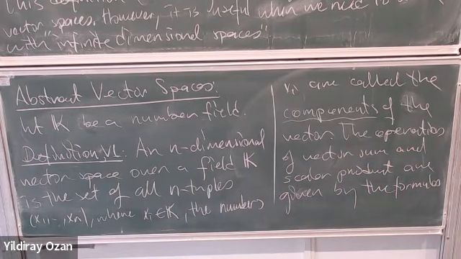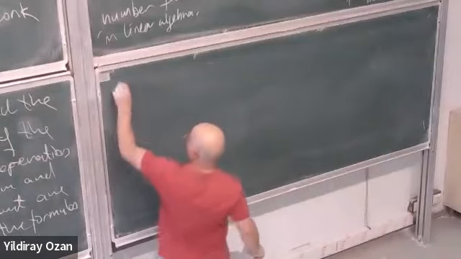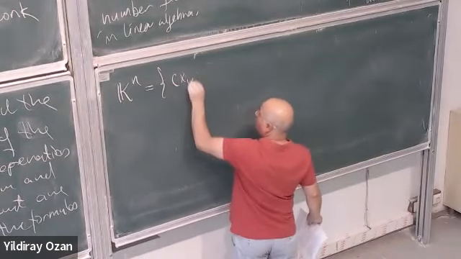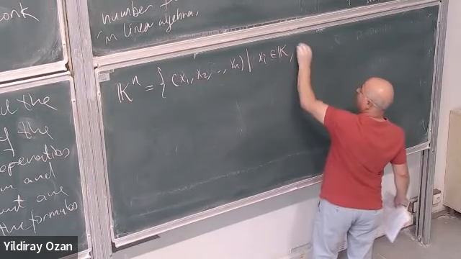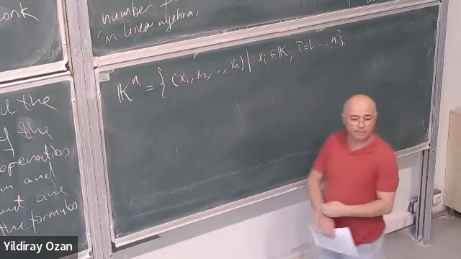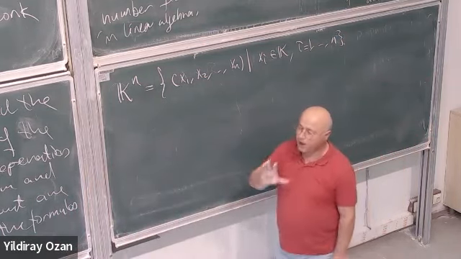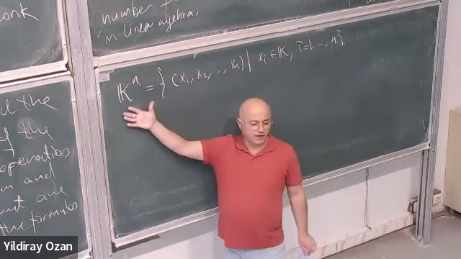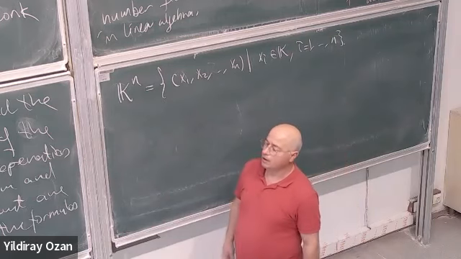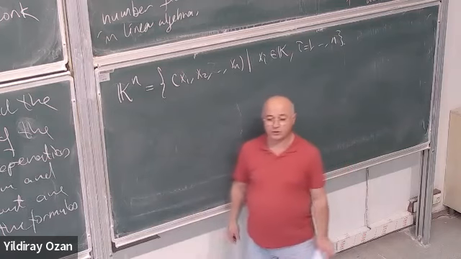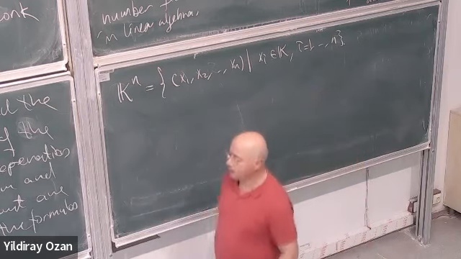Yeah, you may think of it this way. What we mean by K^n is this: it is the set of all n-tuples, where each x_i is an element of the field K. As I said, if you work with finite dimensional vector spaces, you may just work with K^n. You don't actually need the abstract definition of a vector space. But if you consider infinite dimensional objects like polynomials, then this notation will not be enough and it will not be useful.